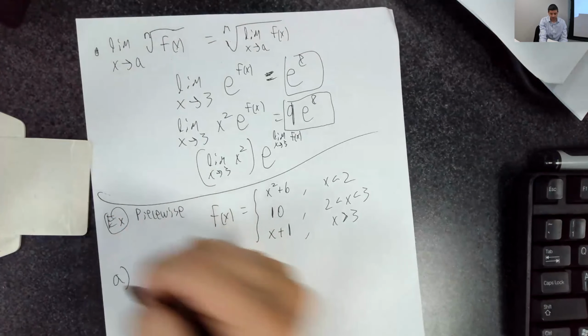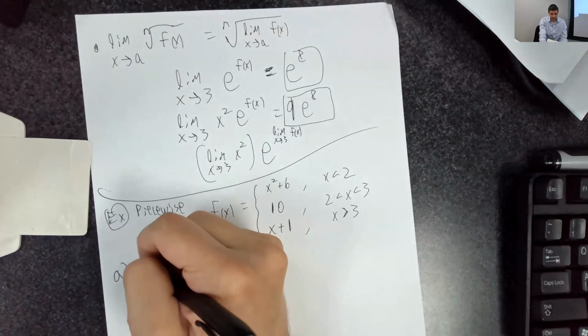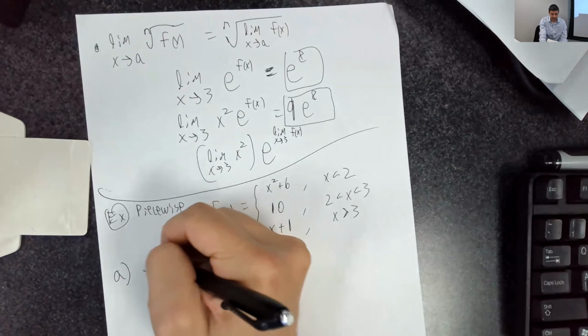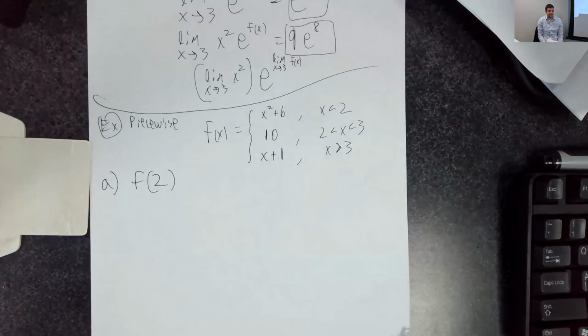All right, part A. What is f of 2? Right, piecewise function means it's a combination. It combines 3 different functions. So you have to know where to plug in: first, second, or third, or neither. Go ahead. Undefined, why? Yeah, why?